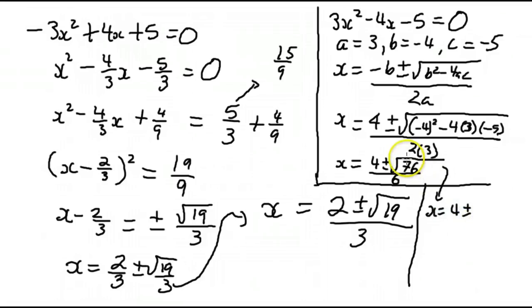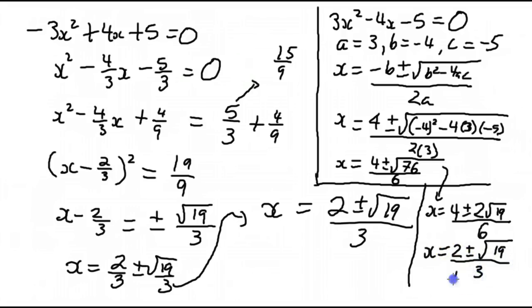Okay, so 4 goes into 76 19 times, so this will be 2 root 19 over 6. And since all of these are divisible by 2, then I can divide them all by 2. 2 plus or minus root 19 over 3. And you can see that gives us the same answer as we got by completing the square.